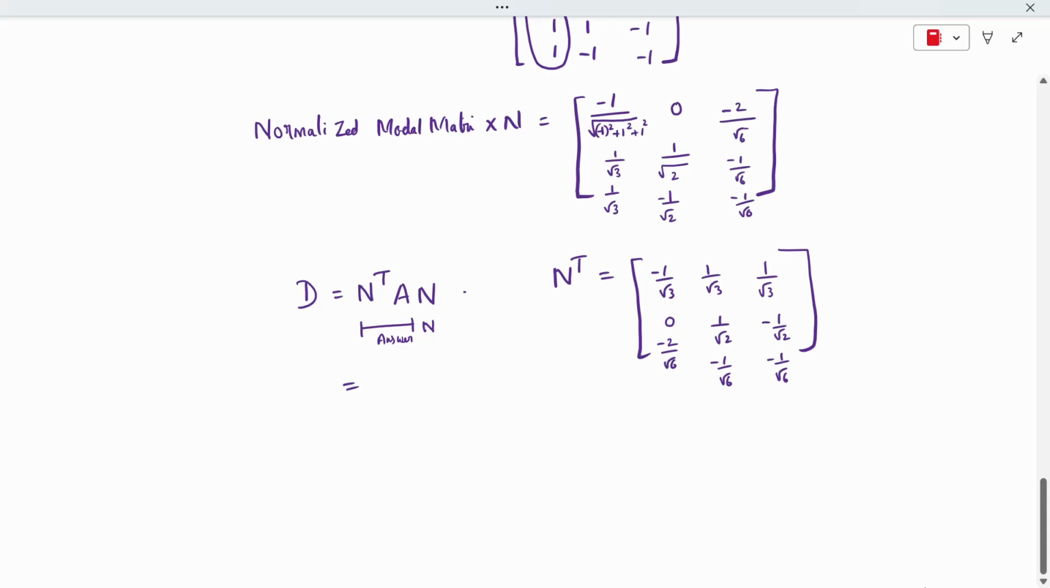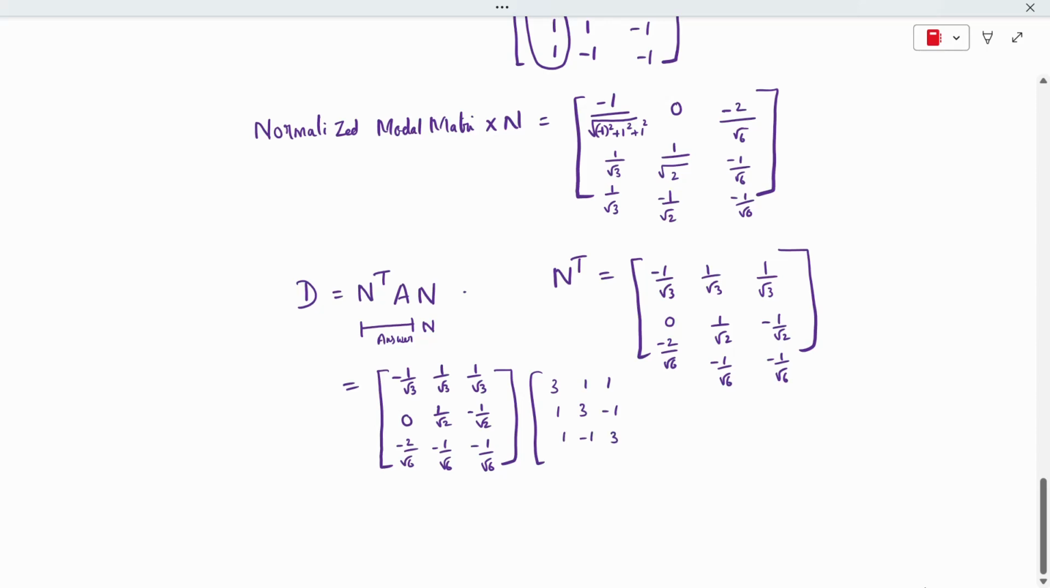Okay, first step N transpose, this and all you can do in a calculator itself, the multiplication. 1 by root 3, 1 by root 3, 1 by root 3, 0, 1 by root 2, or minus 1 by root 2, minus 2 by root 6. Okay, so minus 1 by root 6, into A matrix. A matrix, already we know that it is nothing but 3, 1, 1, here 1, 3, minus 1, 1, minus 1, 3, into again N. N I will have it as it is. These both you multiply it, you get one answer.